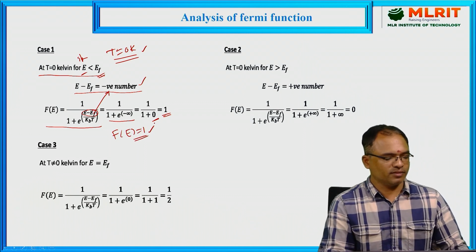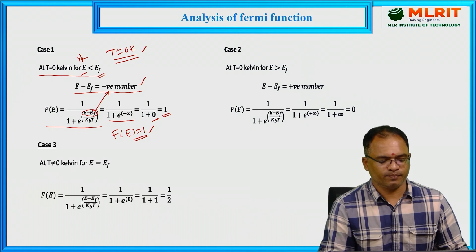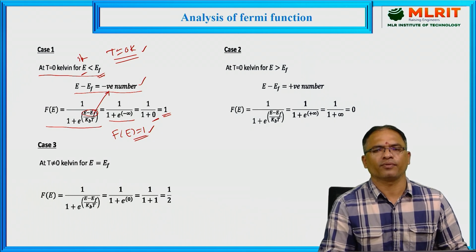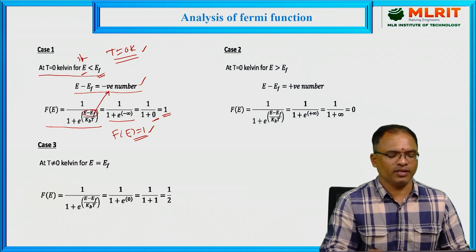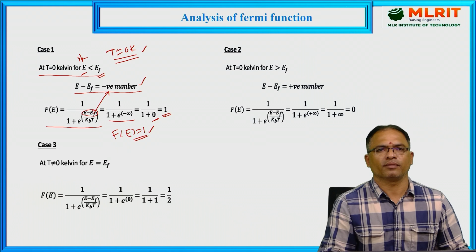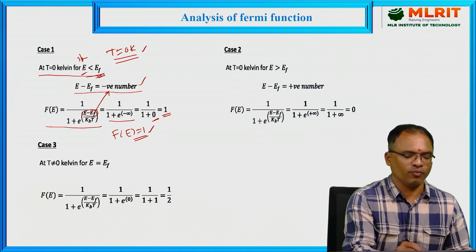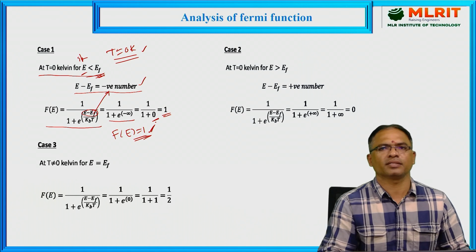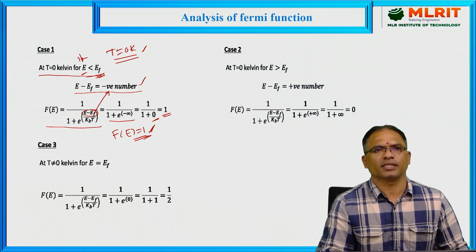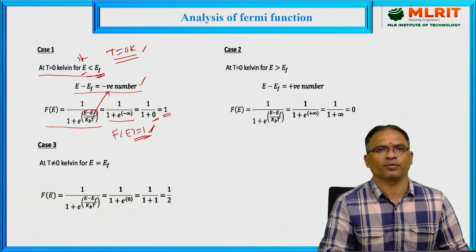What is the meaning of F of E equal to 1? The occupation probability of the energy level is equal to 1. It means all energy levels having energy less than the Fermi level are occupied. All energy levels having energy less than Fermi energy are occupied. We are going to see it pictorially in the next slide.